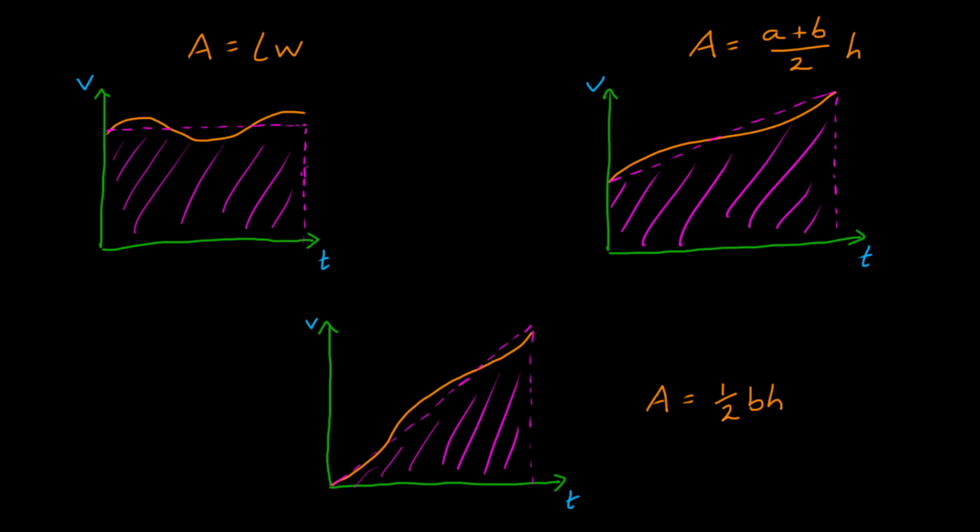In order to make use of these, we of course have to remember how to find areas of these different shapes. A rectangle should be fairly simple, area equals length by width. Triangle, area equals half base times height. And as we've already seen, the area of a trapezium is a plus b over 2 multiplied by the height h.